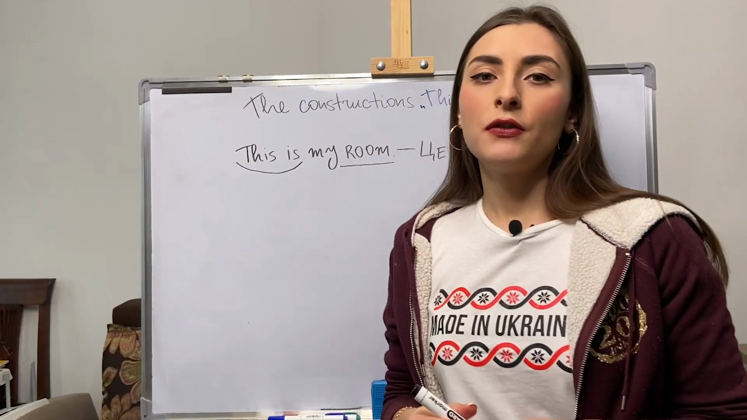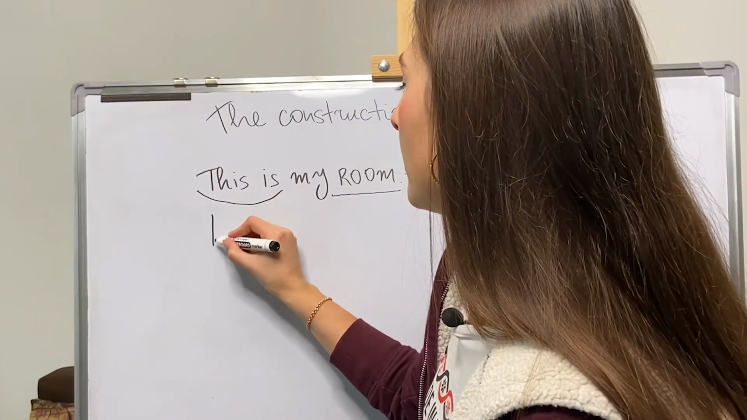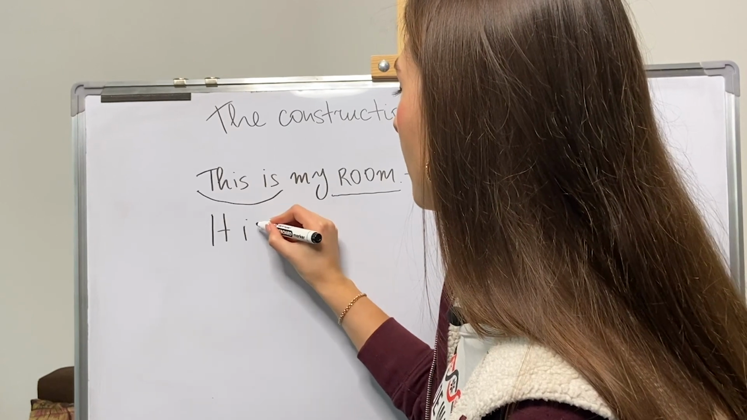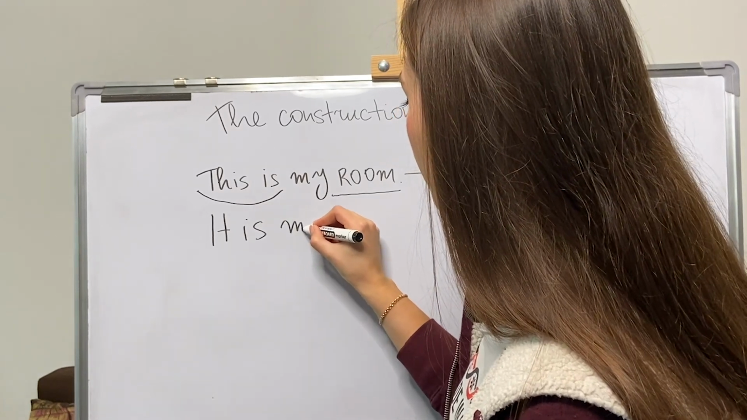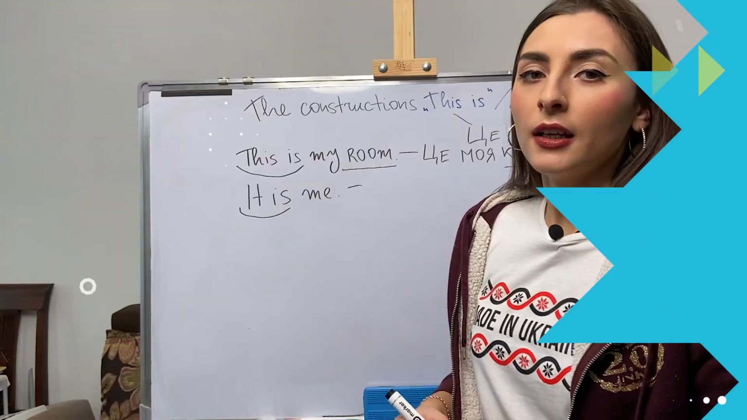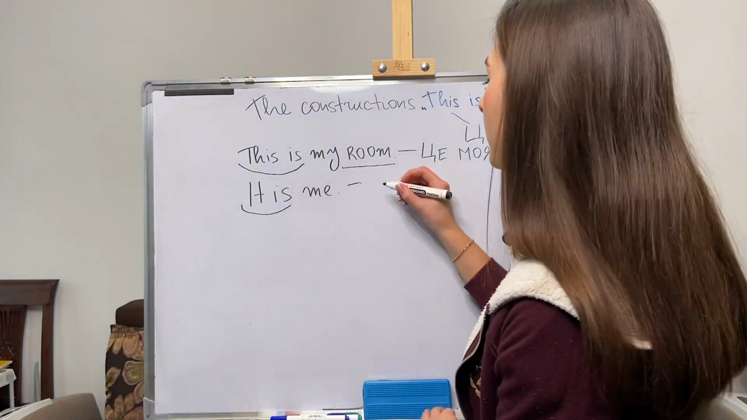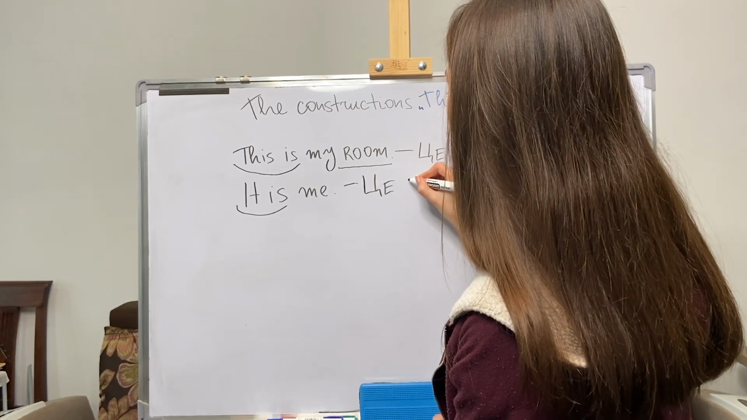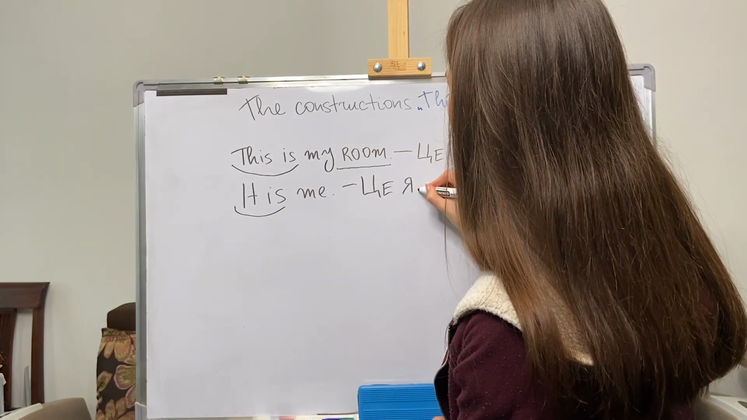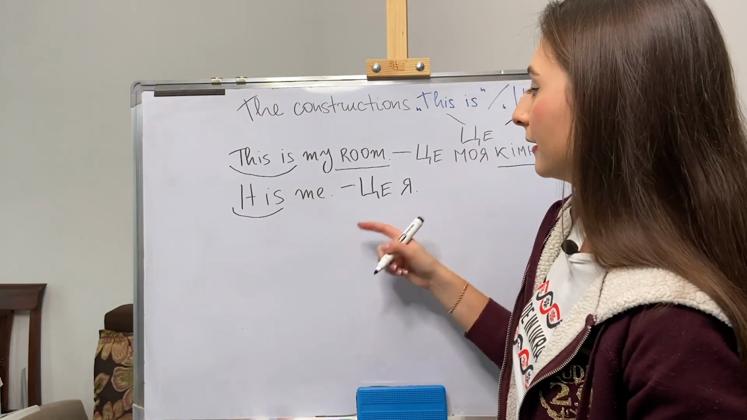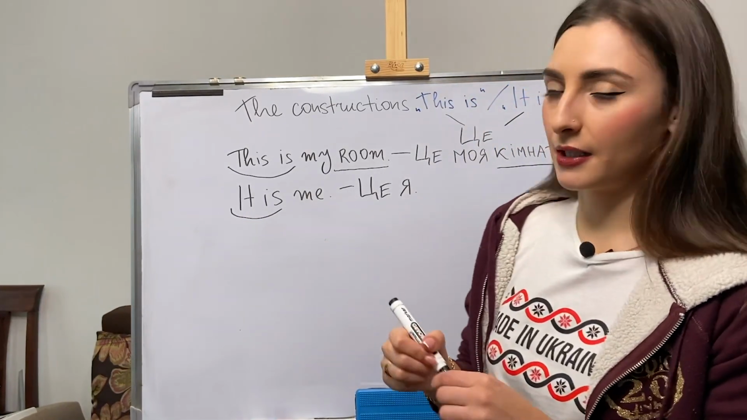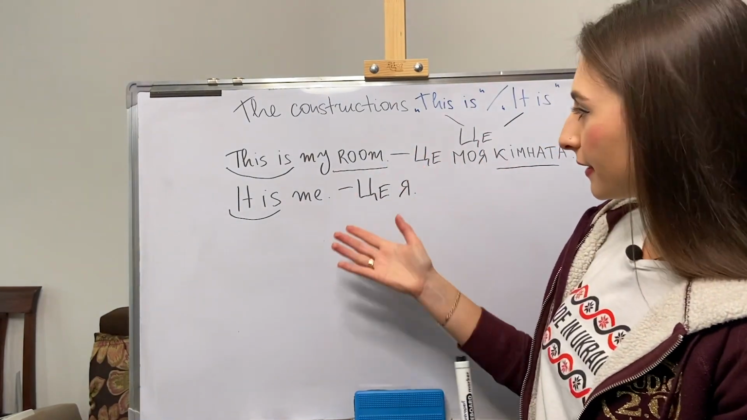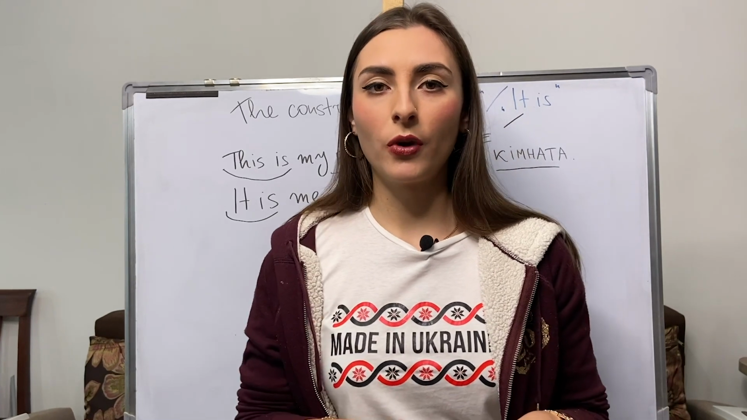Okay. And if you want to say, for example, "it is me", it is translated in Ukrainian language as це я. Це я. Okay, so you can see in English there are two forms.